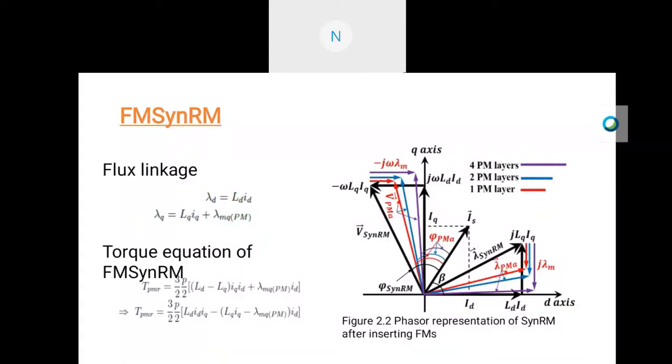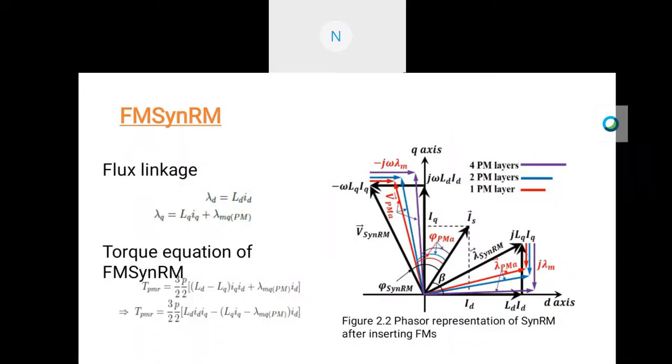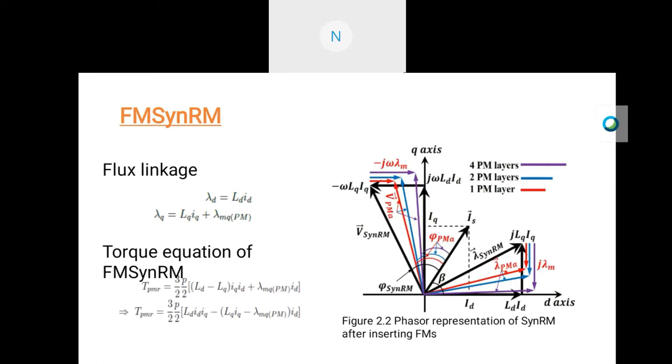Okay, and also you can see in the figure, by applying a number of layers in the motor rotor, we decrease the power factor angle of the motor. So power factor increases and efficiency increases in the motor. See in this figure, increasing the number of layers increases efficiency and reduces the power factor angle. The black line is the synchronous reluctance motor, and the red, blue, and violet lines are the others.